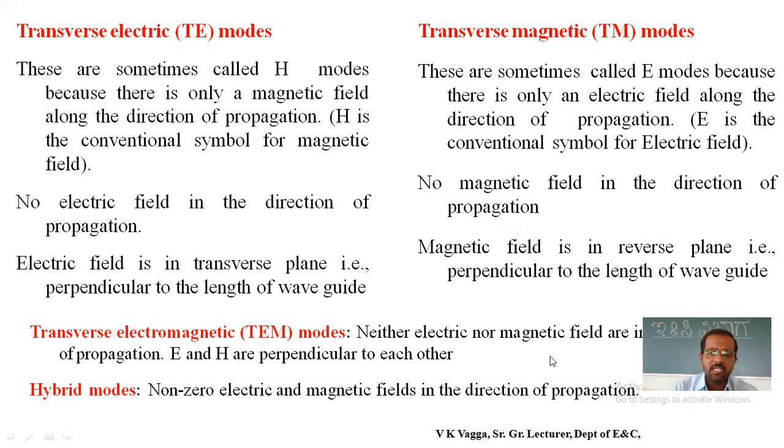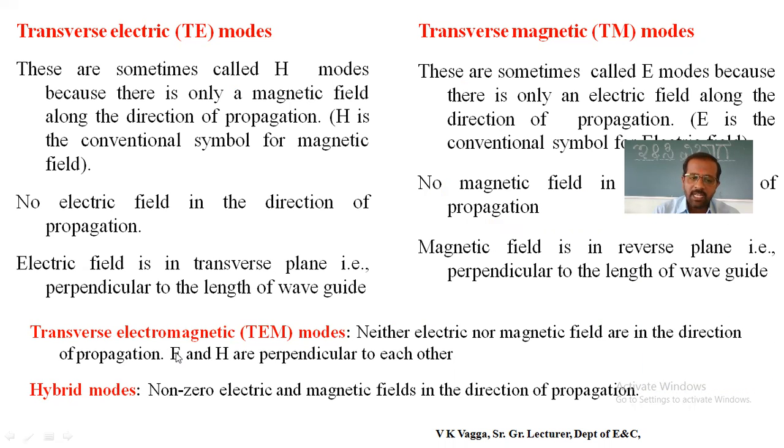And if you take the TEM mode, the electric field and the magnetic field are perpendicular to each other. Neither the electric field nor the magnetic field is in the direction of the propagation. And the hybrid mode makes use of the non-zero electric and magnetic field in the direction of the propagation here. Okay, this is all about the four modes of propagation of the waveguides here.